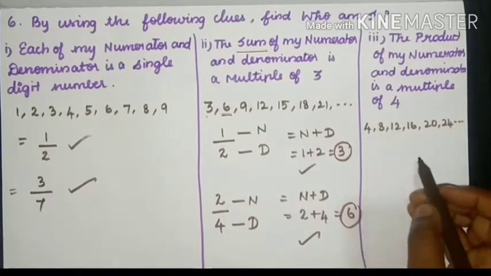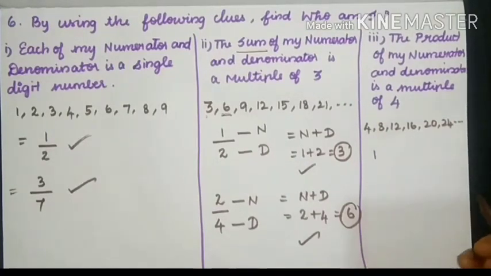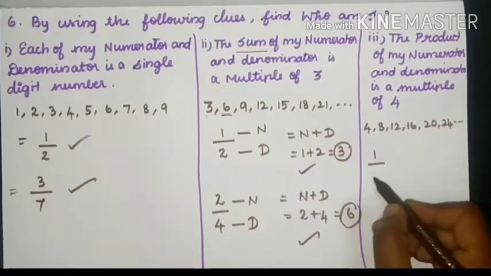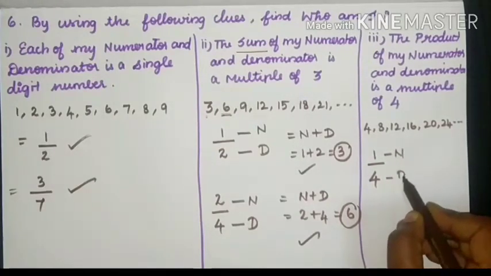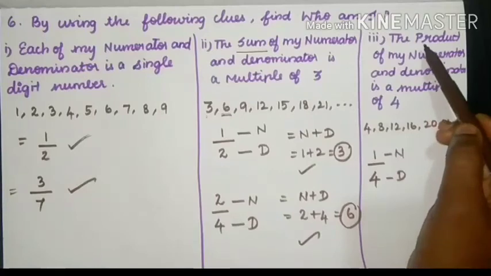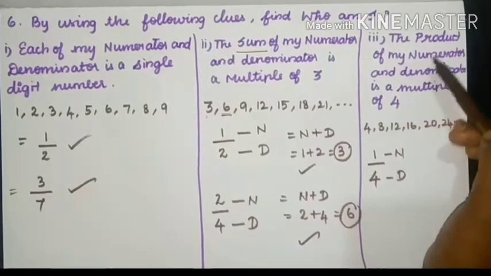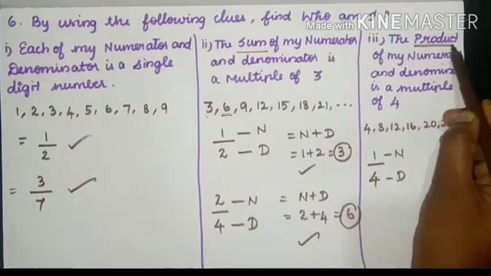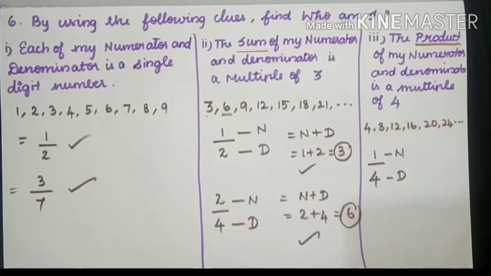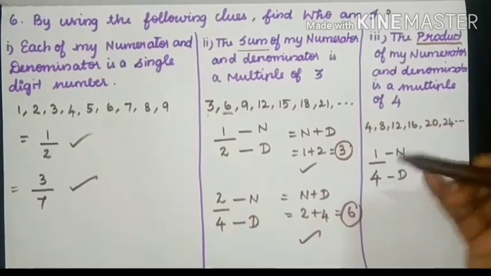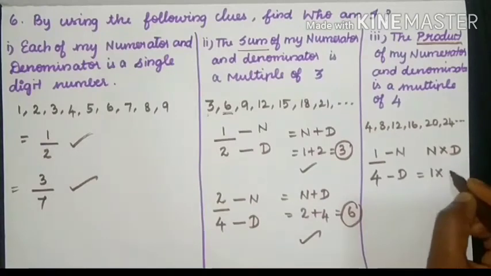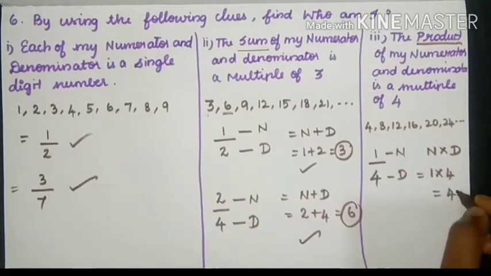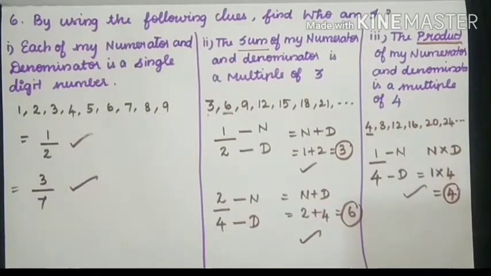For example, if we take the numerator value as 1 and the denominator value as 4, by using the given clue, the product of my numerator and denominator, we have to find the product. Product means we have to multiply the numerator and denominator. 1 into 4, we get the answer as 4. 4 is a multiple of 4. So it satisfies the third clue.